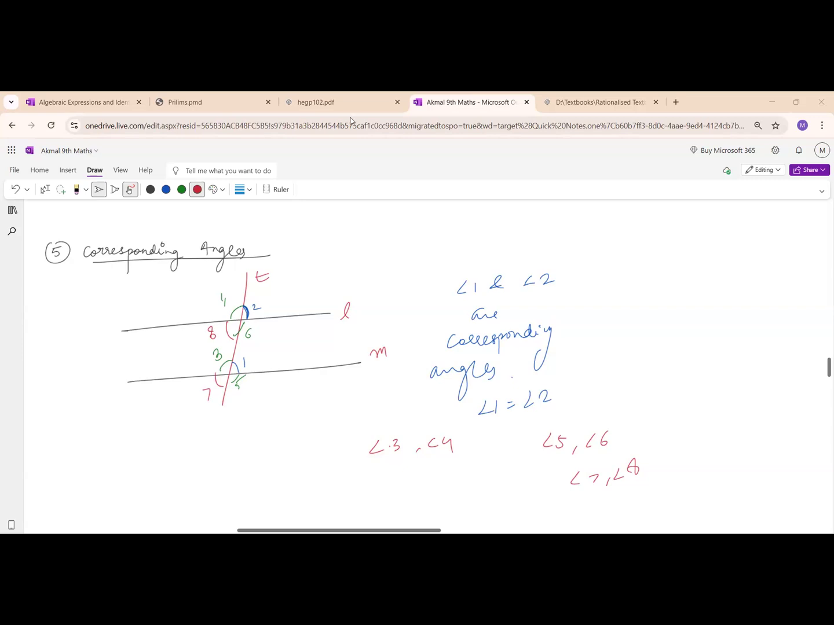Okay, Akmal. Now coming to the question. Everything I've taught you, all these axioms were given. I've taught you all the axioms, just not by the names.